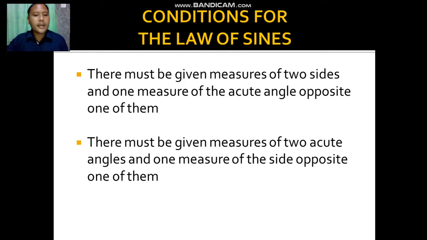First condition, there must be given measures of two sides and one measure of the acute angle opposite one of them. Second condition, there must be given measures of two acute angles and one measure of the side opposite one of them.